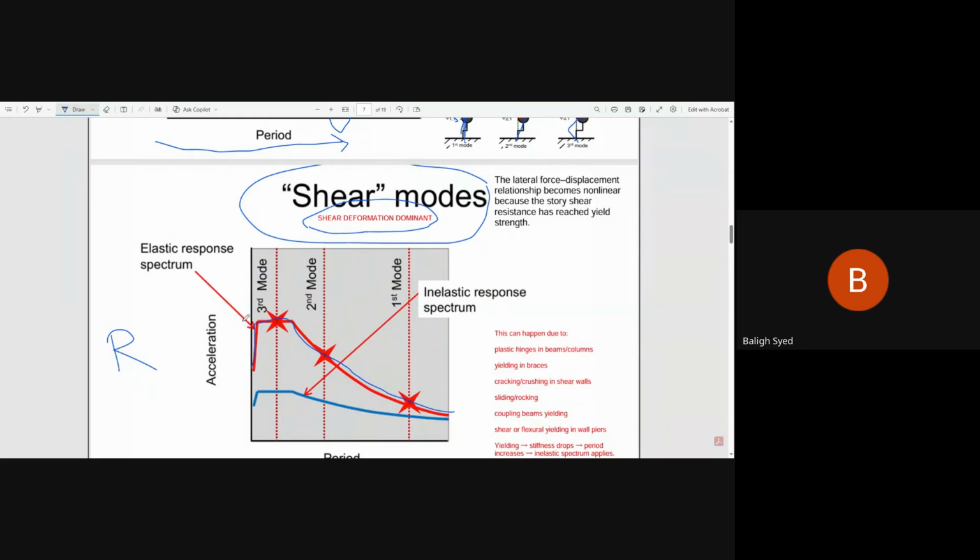We cannot design the system at this level right here. We have to divide it by a strength reduction factor, because we want some kind of inelasticity in our system. That's why you see the word inelastic response spectrum. That's why this is called the inelastic response spectrum. Theoretically this is what it says, right? But in reality we are talking about everything within the linear stages, meaning within the elastic stages.